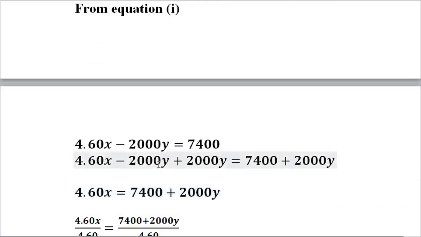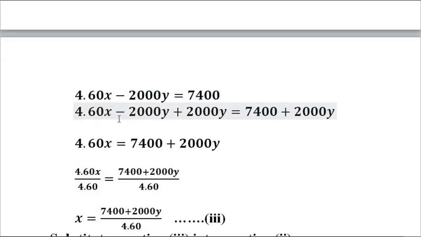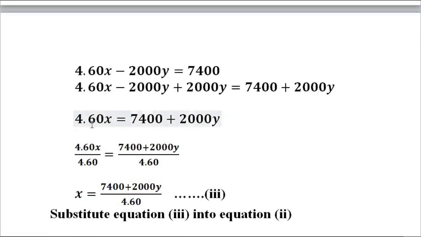I want to solve this equation for the variable x. Therefore, I will add positive 2000y to both sides of the equation in order to eliminate the negative 2000y from the left side. We get 4.60x negative 2000y positive 2000y equals 7400 positive 2000y. As we know, negative 2000y and positive 2000y is 0. We get 4.60x equals 7400 positive 2000y.